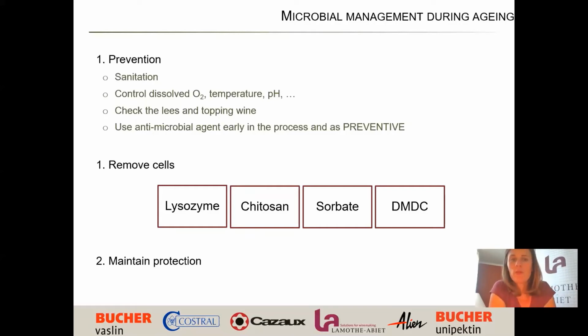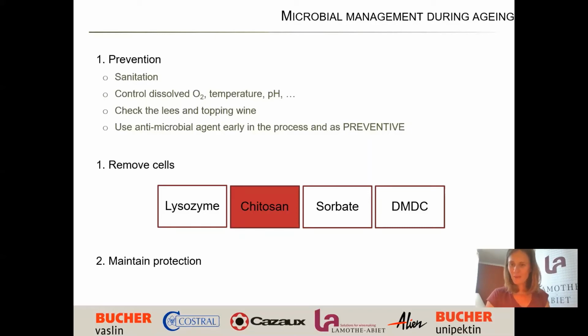The next step, so you prevent, you remove the cells, and then you keep preventing, you maintain your protection. That's where sulfur can be used. Sulfur is a good inhibiting agent when it's managed with pH. So we're talking about molecular sulfur in microbe management, but also chitosan can do the job of protecting for 4 to 6 months.